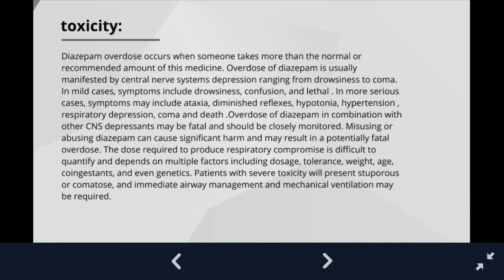The dose required to produce respiratory depression is difficult to quantify and depends on multiple factors including dosage, tolerance, age, comorbidities, and even genetics. Patients with severe toxicity will present with symptoms and catatonia, and immediate airway management and mechanical ventilation may be required. Effects of toxicity are trouble breathing or inhibited breathing, bluish fingernails and lips, confusion and disorientation, extreme drowsiness, and blurred vision and double vision.